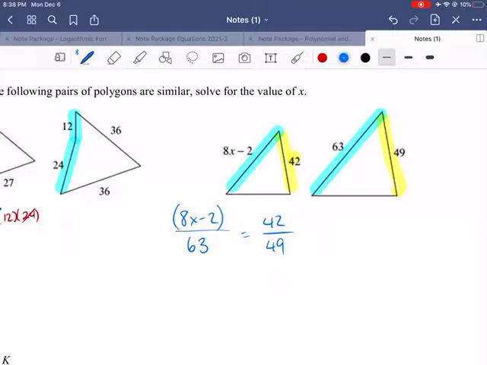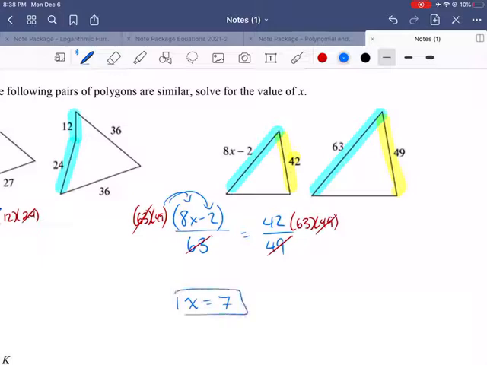X minus 2 is its own term, so you're going to multiply each side by 63 and 49. Again, you'll see that the 63s will simplify and the 49 will simplify. Then if you use distributive property, you'll eventually get an algebraic expression, and then you'll go on to solve it, and you're going to get x equals 7.